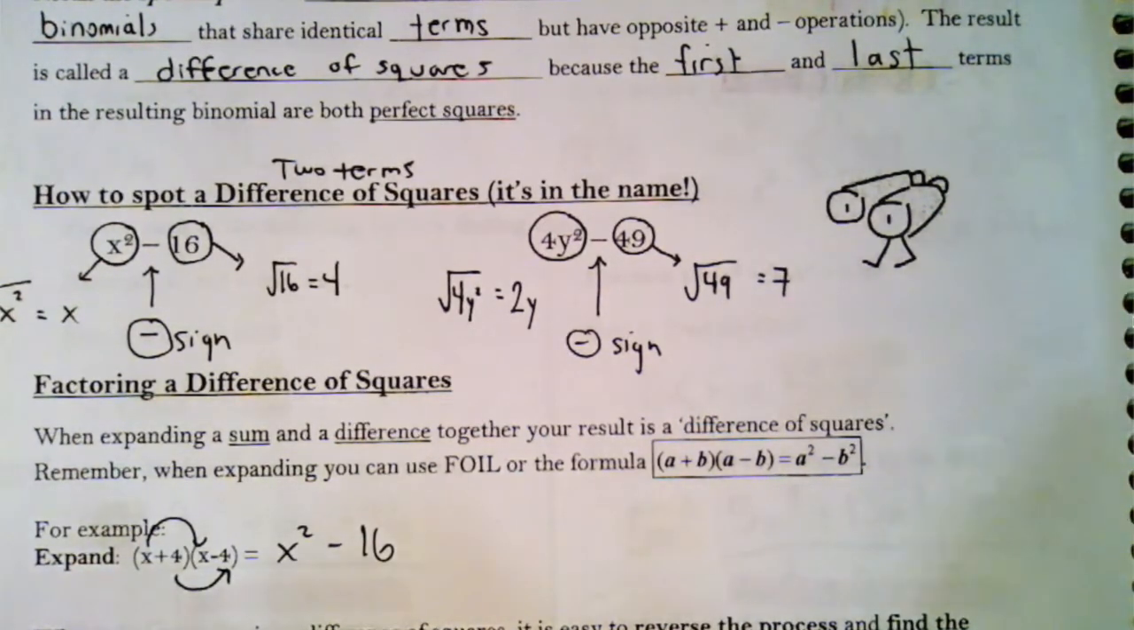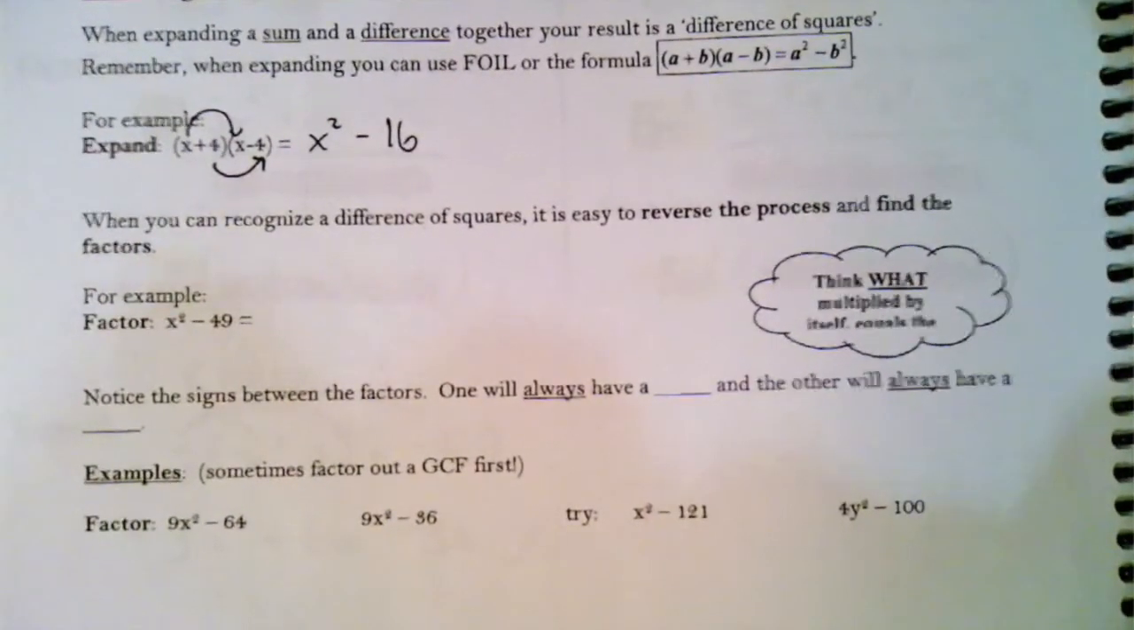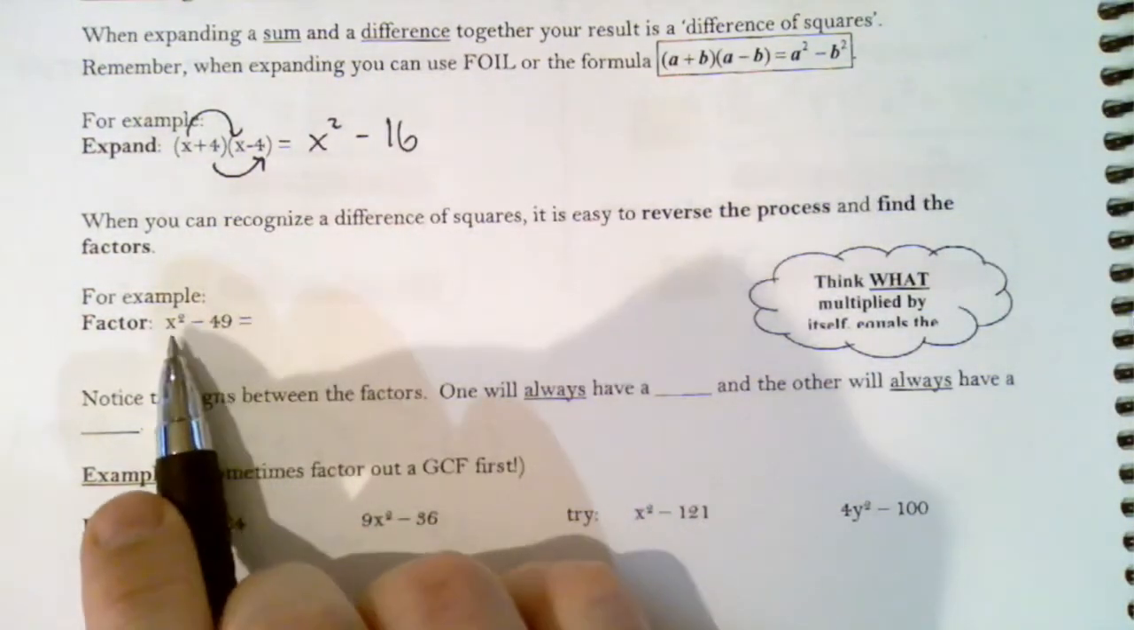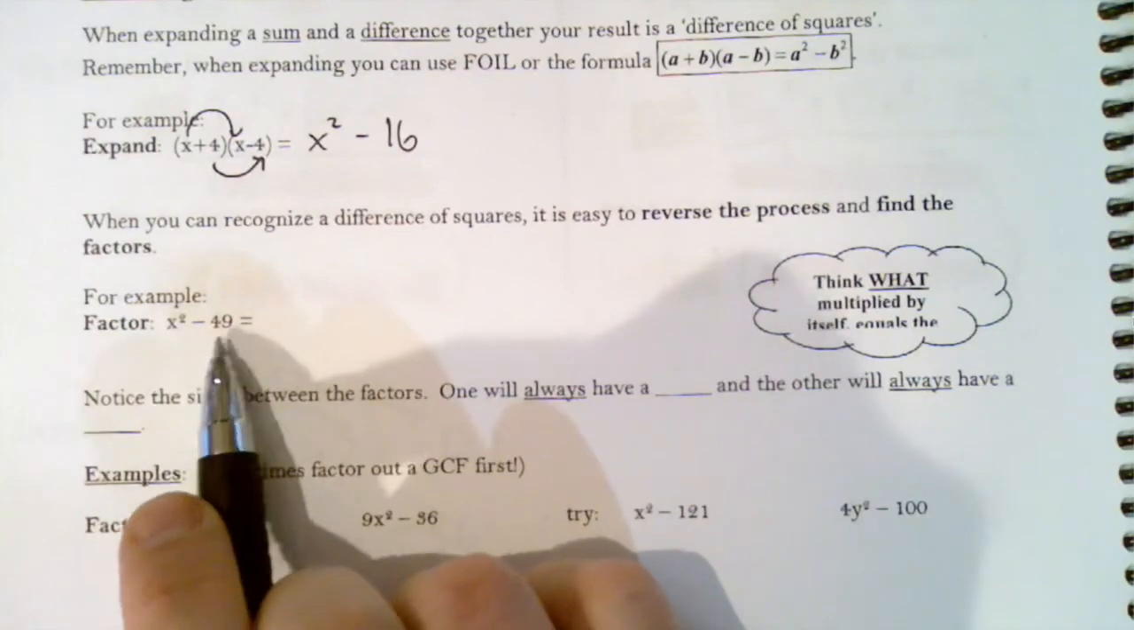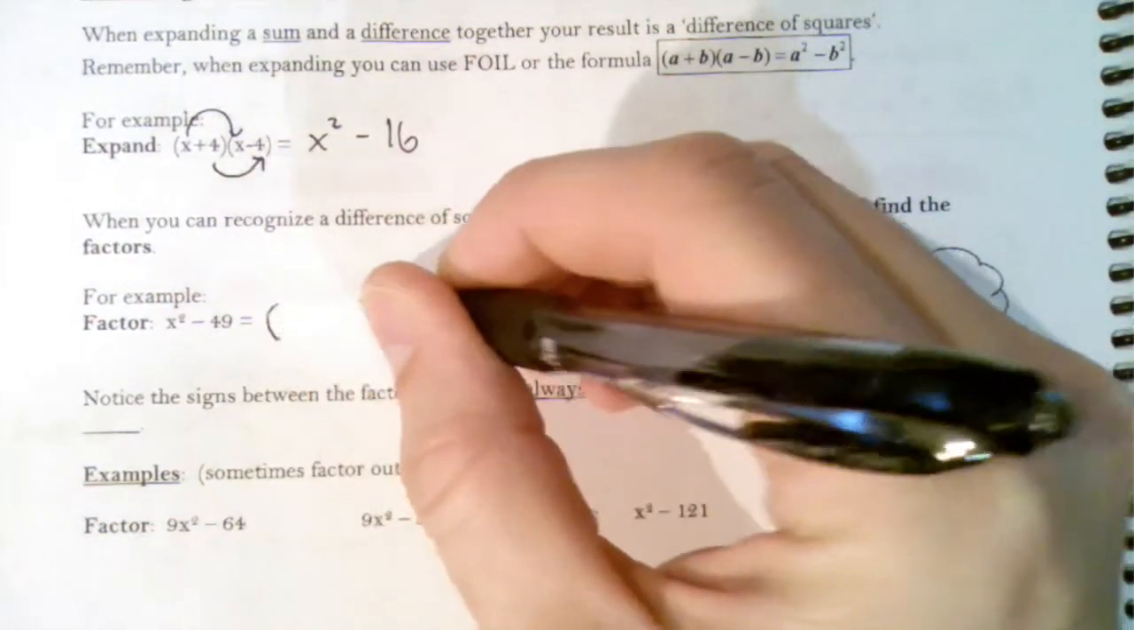That's called factoring. So let's see if we can do it. If we want to factor a difference of squares, we have to go to almost twins. Well, here's a difference of squares because we've got x squared, 49, and a minus sign. So we know we're going to end up with almost twins.